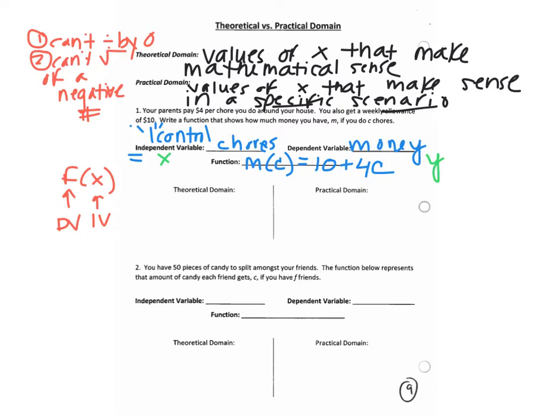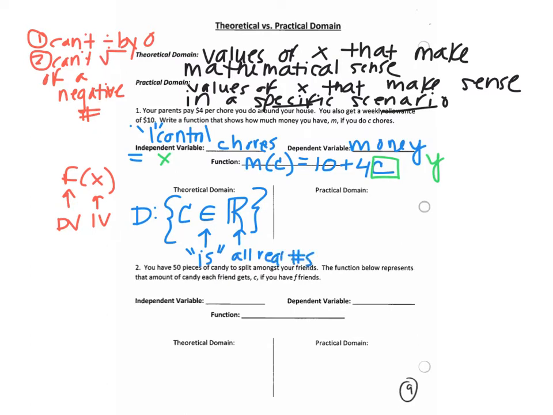So theoretically, what values of c could be put into this function? Well, we ask ourselves, are we dividing by 0 anywhere? No. Are there any square roots? No. So theoretically, our domain is that c, because that's our variable, not x, can be any number. So this symbol basically is just is in mathematics. And then this symbol, remember, means all real numbers. So that statement says c can be any number.